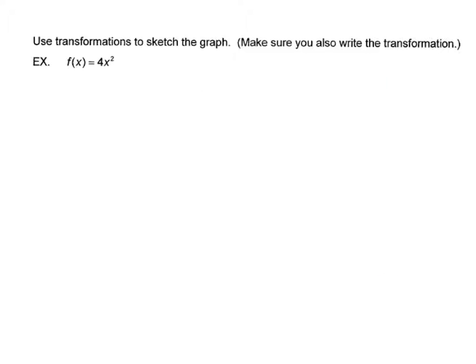So we're asked to use transformations to sketch the graph. Make sure you also write the transformation. Say how the graph is changing. On this first one, f of x equals 4x squared. That 4 would be a, because it's multiplied on the outside. It's greater than 1, so it's going to be a vertical stretch of 4. And you need to actually write those words, vertical stretch of 4.